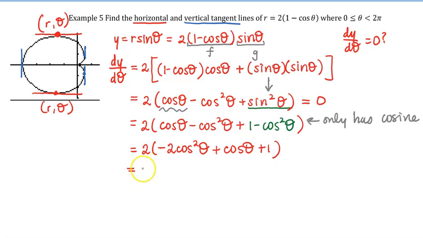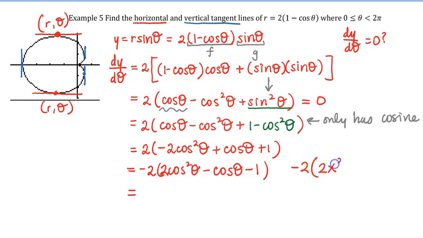To help me factor this, I'm going to go ahead and factor out a negative so I can see a positive coefficient to my cosine squared. When I factored out a negative, I need to be careful because my signs will change. And the 2 is still in front of that cosine squared. So now at this point, think about the algebraic equation: negative 2 times 2x squared minus x minus 1. How would you solve that?